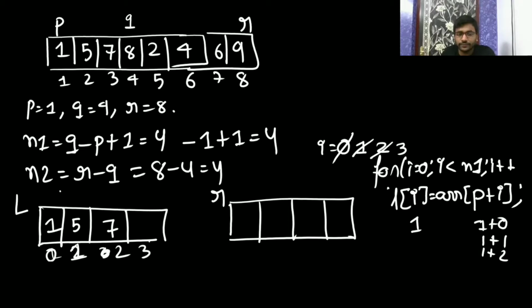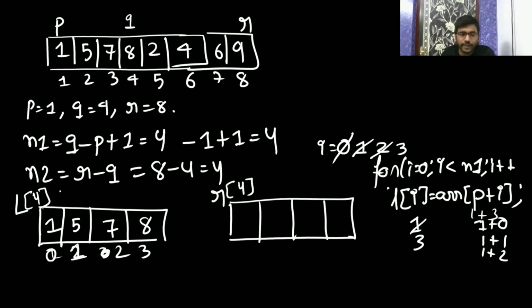Now left of 3 is having the element 1 plus 3, which is your 4, fourth element, that is 8. Understood? So this way I have stored the first half in the left array. This is the left array which is having the size 4. Now right array is having the size 4.